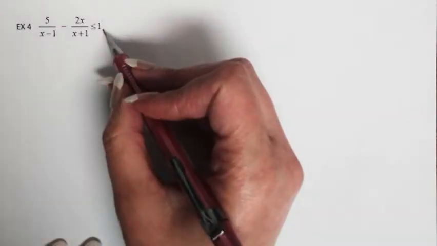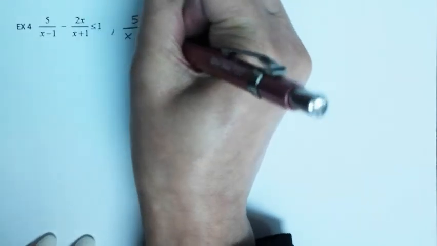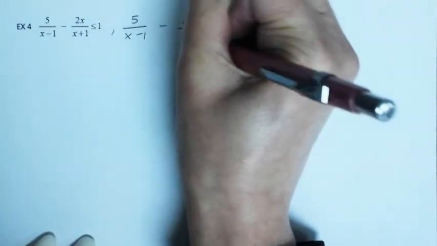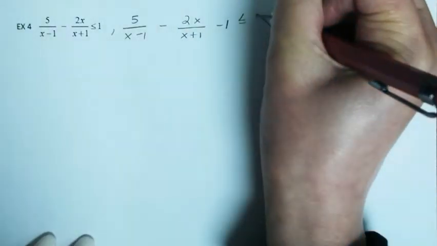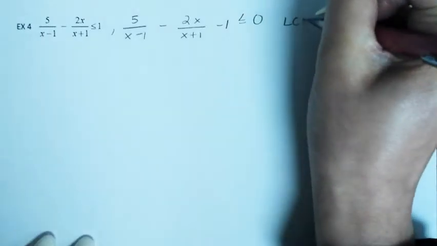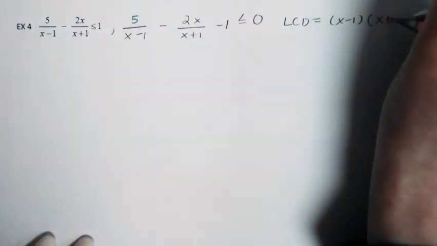For number 4, what you have is something very similar to 3 and 2, but here you need to move. The first thing that you would do here is moving the 1. So you have 5 divided by x minus 1, minus 2x divided by x plus 1, and then obviously I would put the 1 there. So you have your 0 here. Now you recognize that your least common denominator in this equation is (x minus 1)(x plus 1).